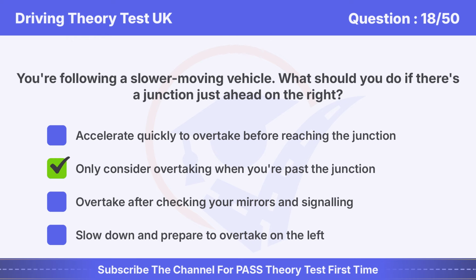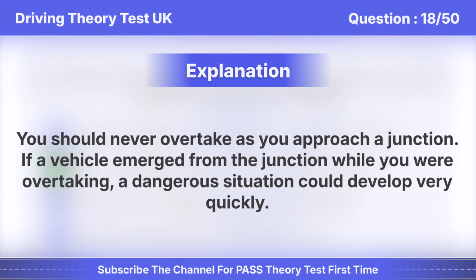Answer is B. Only consider overtaking when you're past the junction. You should never overtake as you approach a junction. If a vehicle emerged from the junction while you were overtaking, a dangerous situation could develop very quickly.